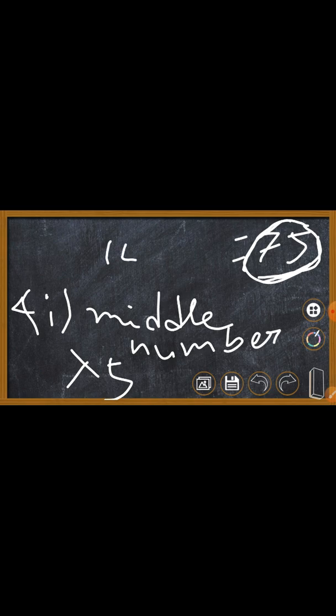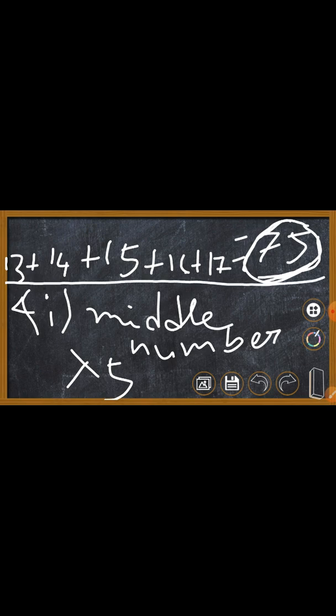15 5s are 75, so we have the middle number of our pattern, which is 15. So what are the numbers before 15? 14, 13. What are the numbers after 15? 16, 17. So we have our pattern: 13 plus 14 plus 15 plus 16 plus 17 is equal to 75.